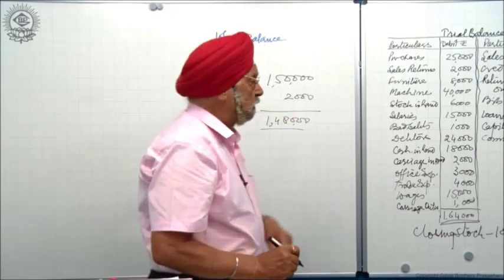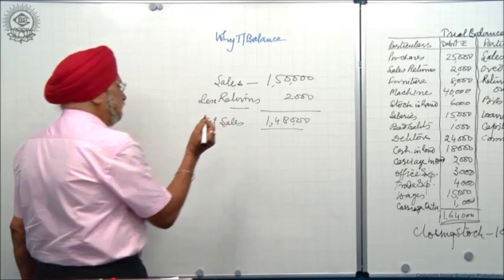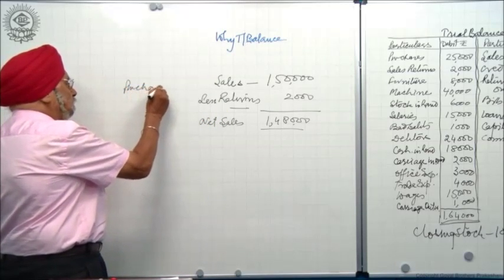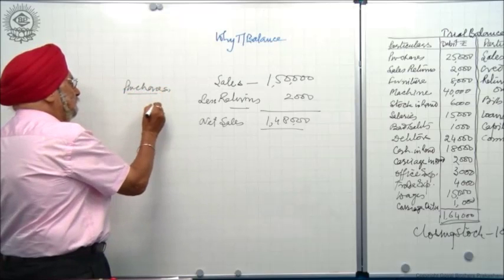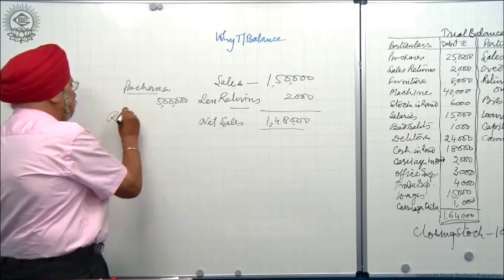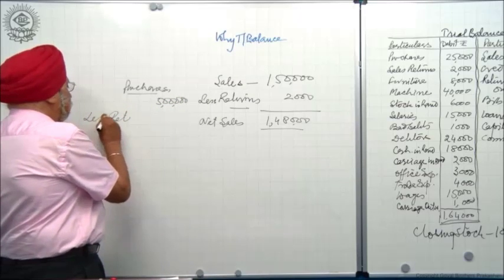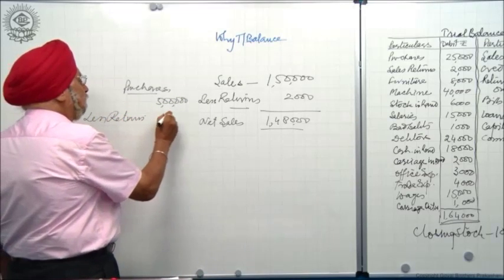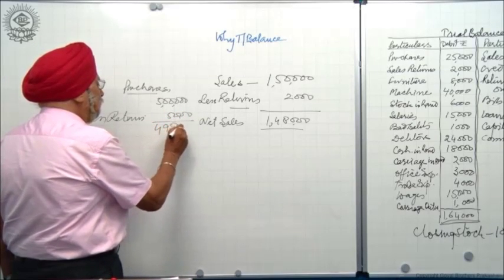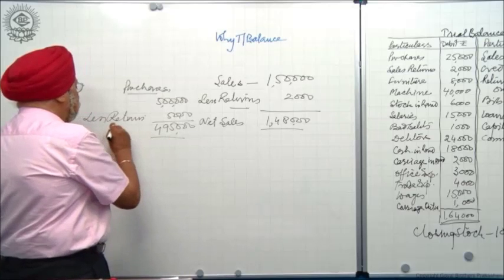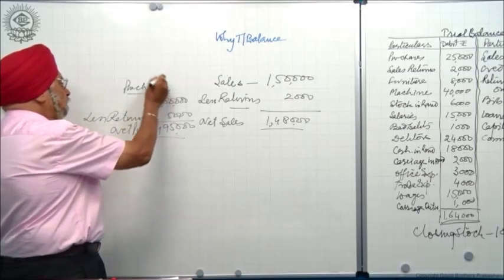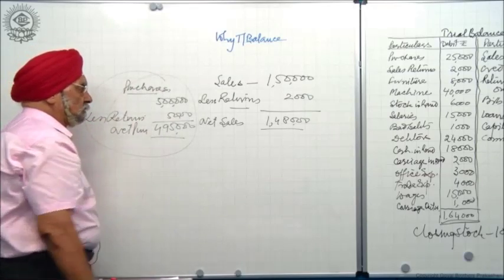So similarly, we have net purchases also. Purchases is a direct expense. So we have purchases, say for 5 lakhs, and there are goods returned that will be deducted out of this, less returns, say 5,000. So 4,95,000 is the net purchases. These are net purchases. So this is our cost.